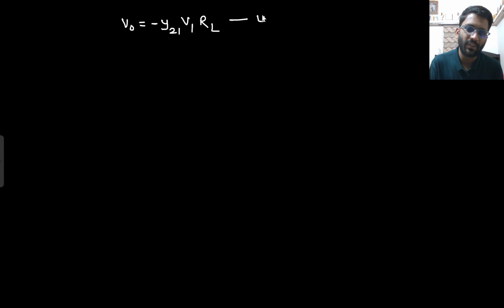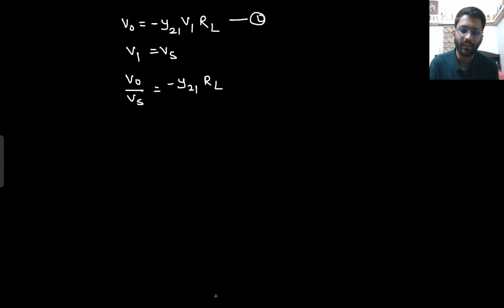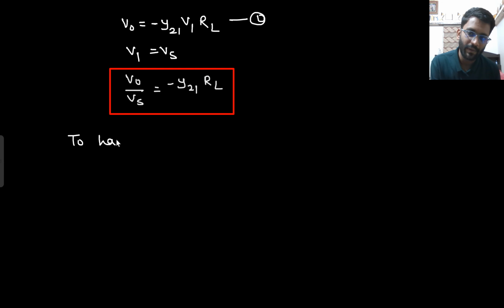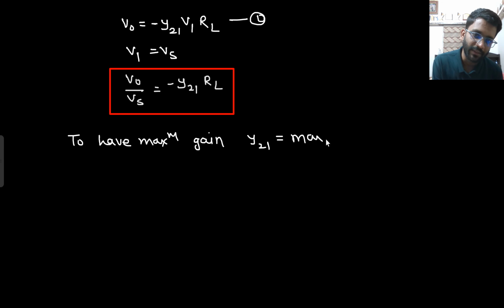This is the first equation I can say, and one more thing I can say is that V1 is equal to Vs. So what is your gain? Gain is minus Y21 RL. This is your gain. To have the maximum gain, what should be the condition? Y21 should be maximum. That's it.